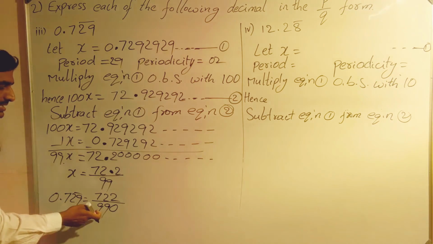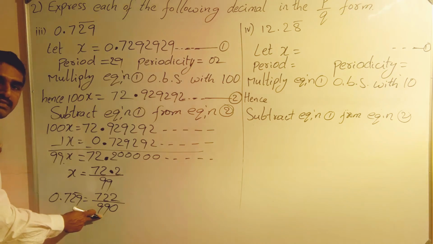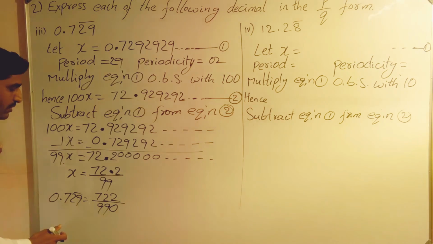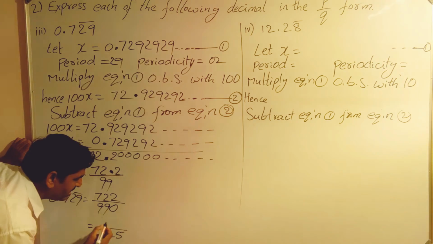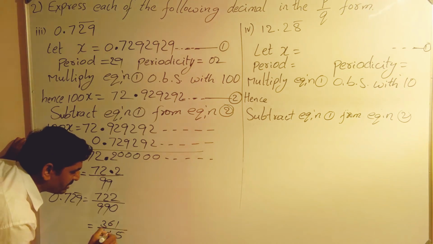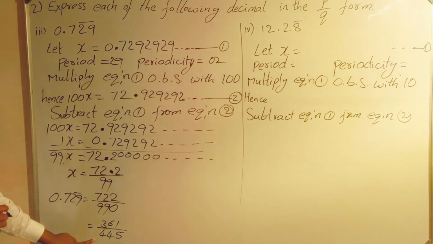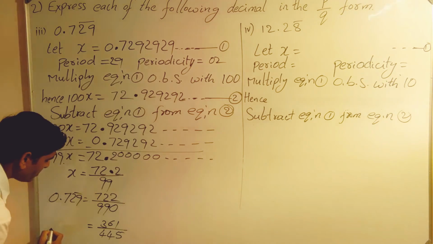There is a simplification possibility. Simplify this. Now 2 will cancel out. 2 fours are 8, 2 threes are 6. Now this is the simplest form of this one.